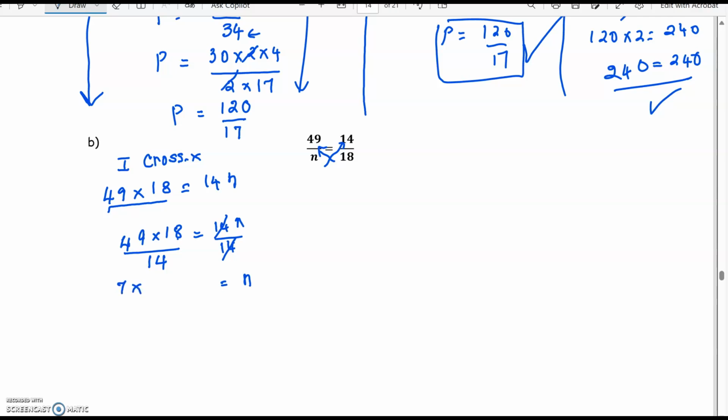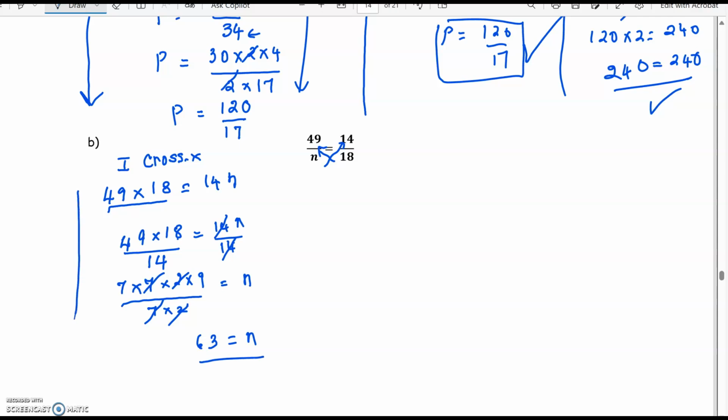I see a 7 in the numerator and a 7 in the denominator. So 49 is 7 times 7. 18 is 2 times 9. I see a 2 in the denominator as well because 14 is 7 times 2. So I cancel the 7s, I cancel the 2s, and n equals 9 times 7 equals 63.